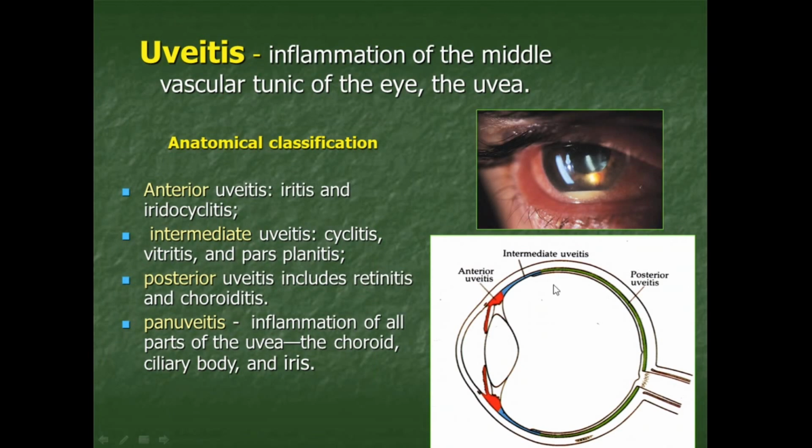You can say, oh, retina is not a middle layer, it's a third layer, it's the internal layer. But choroid and retina have a very good connection. And to tell the truth, we never have just retinitis or choroiditis. Usually we see chorioretinitis. And panuveitis is inflammation of all parts of the uvea: choroid, ciliary body, and iris.